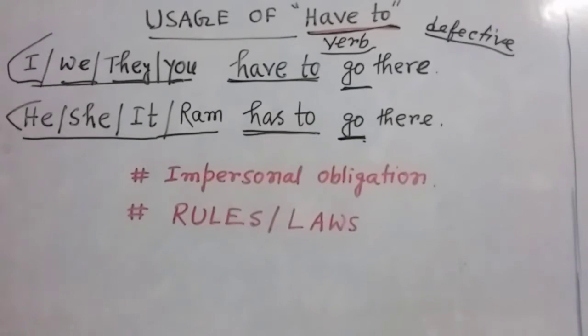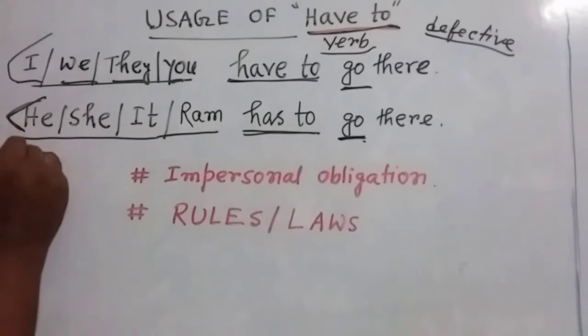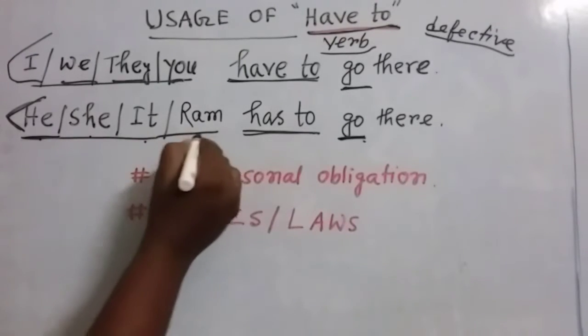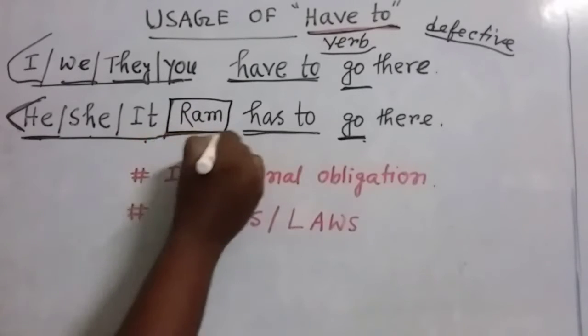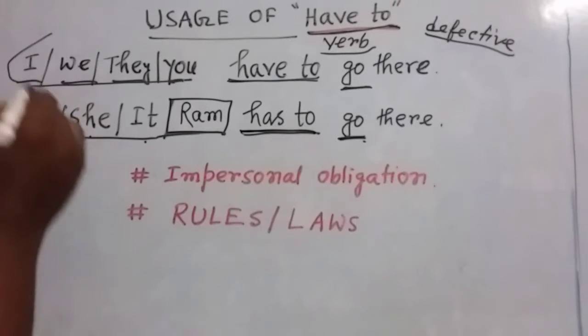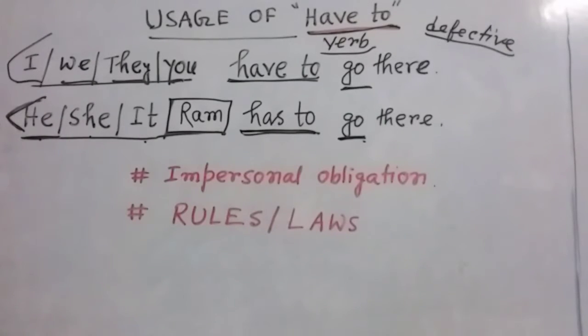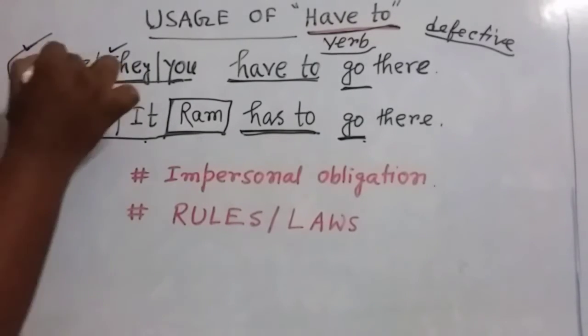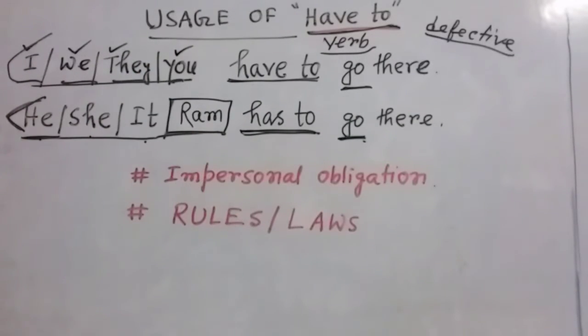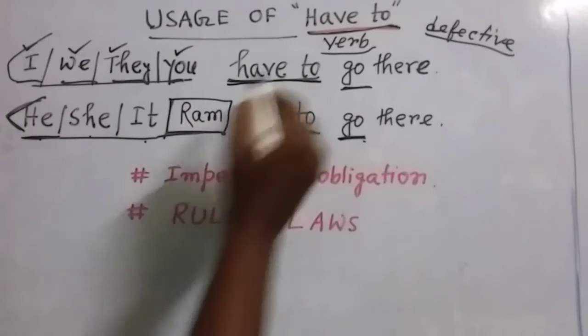Now my dear friends, if the subject is third person singular number, just like he, she, it, or any kind of name, we have to use "has to". If the subject is not third person singular, if it is third person plural, or first person singular, first person plural, or even second person singular or plural, whatever it may be, we have to use "have to".